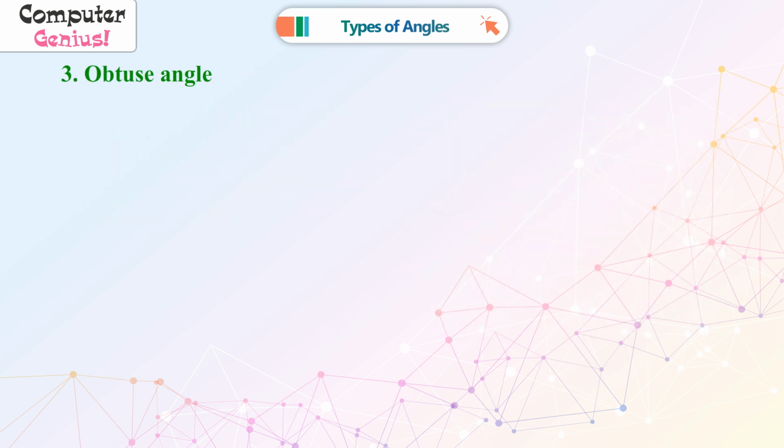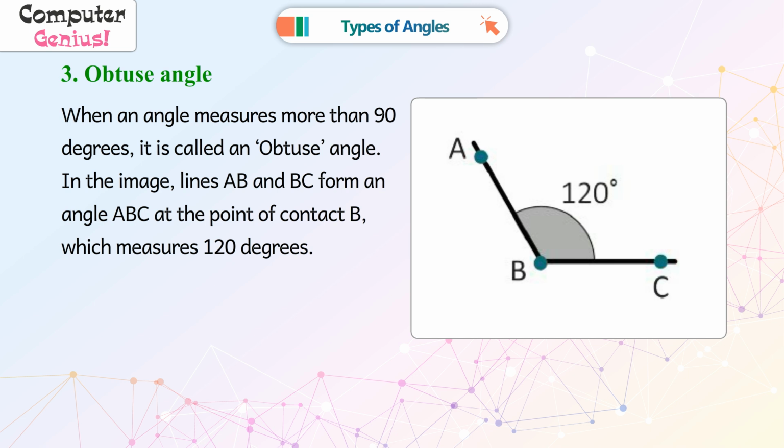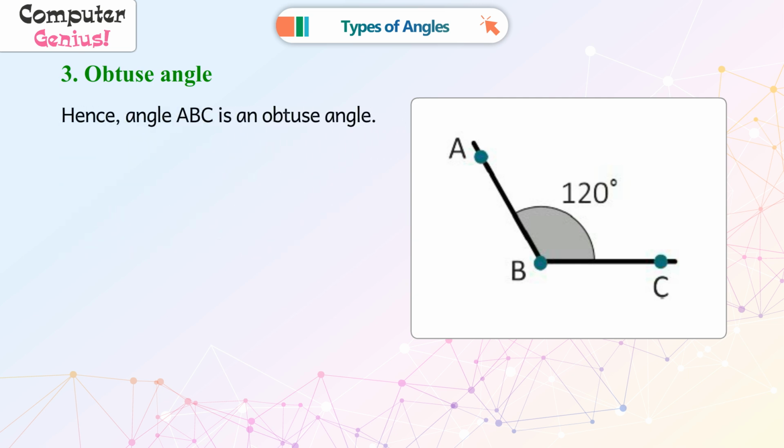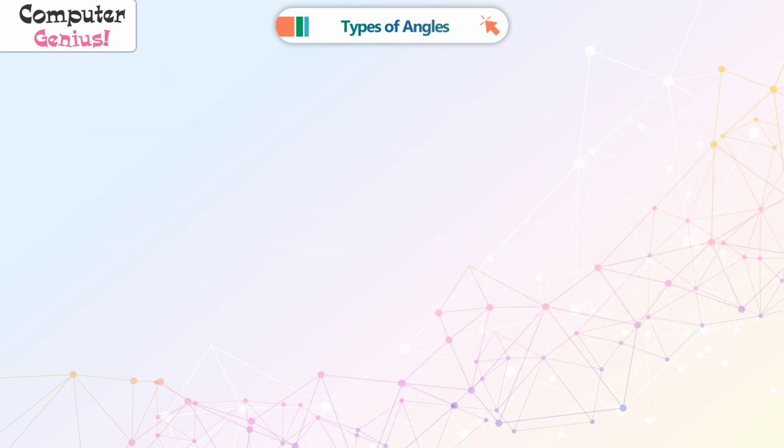3. Obtuse angle. When an angle measures more than 90 degrees, it is called an obtuse angle. In the image, lines AB and BC form an angle ABC at a point of contact B, which measures 120 degrees. Hence, angle ABC is an obtuse angle.